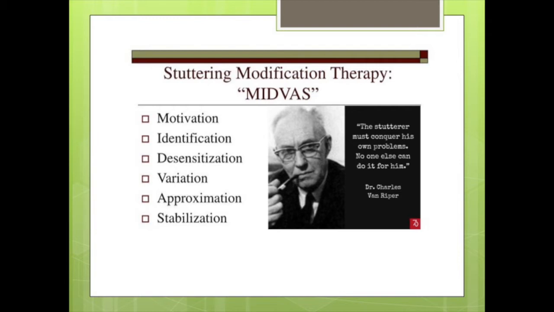In many cases, stuttering can be helped by therapy. In this technique, clients are first motivated, meaning encouraged to talk openly about their feelings and needs. Identification means helping the person become more aware of their stuttering, as well as potential triggers for it. Many times, stuttering is a result of, or worsened by, anxiety or fear. So, Van Riper also focused on helping clients confront their fears in desensitization. Other phases of treatment are variation, approximation, and stabilization.